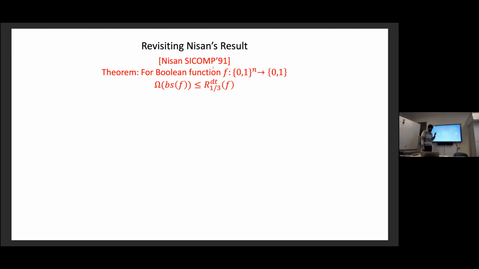It will be instructive to revisit Nisan's result because those ideas will come in. So I'll just quickly do that. What Nisan showed was that block sensitivity is a lower bound on the randomized query complexity.